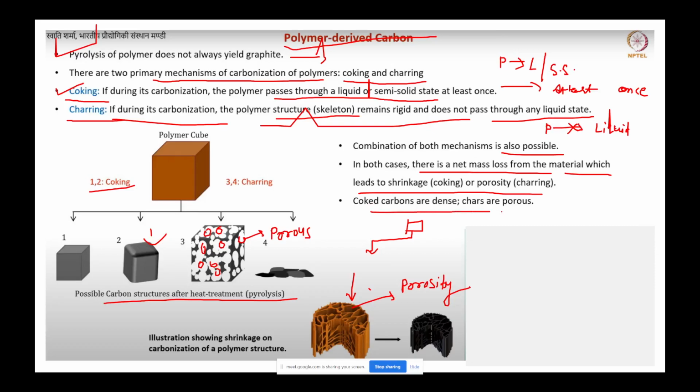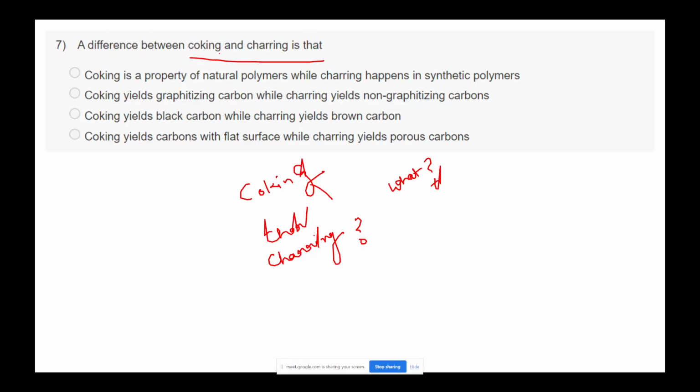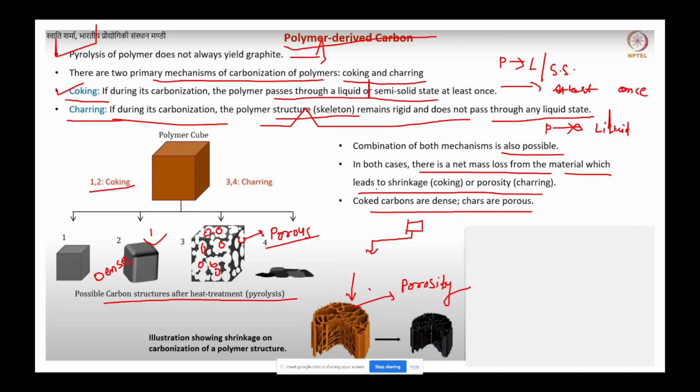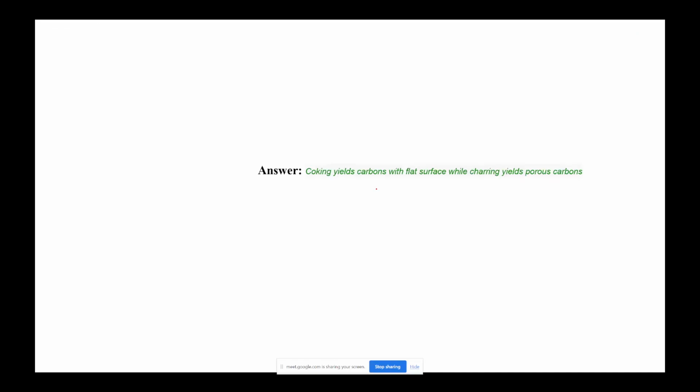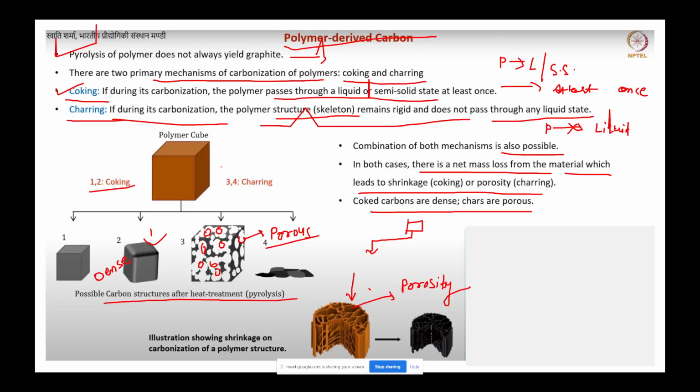Coking carbons are dense, and charring carbons are porous. Here you can see that it is more dense, but here it is porous. This is the difference. So the question is asking the difference between coking and charring. Coking yields carbon with a flat surface, while charring yields carbon with a porous surface, or you can say porous carbon. So this is the answer. I hope I have explained it.